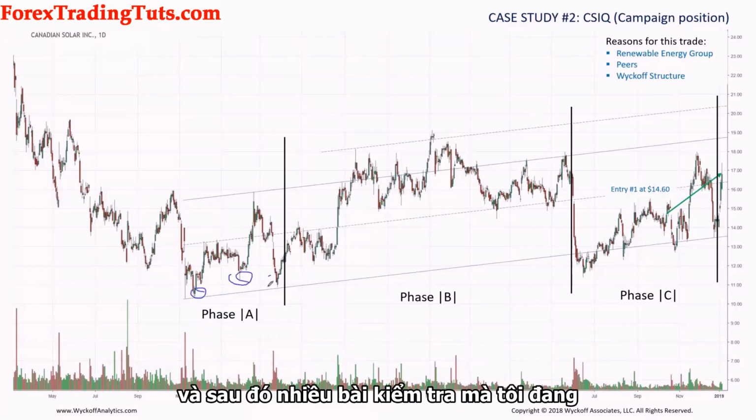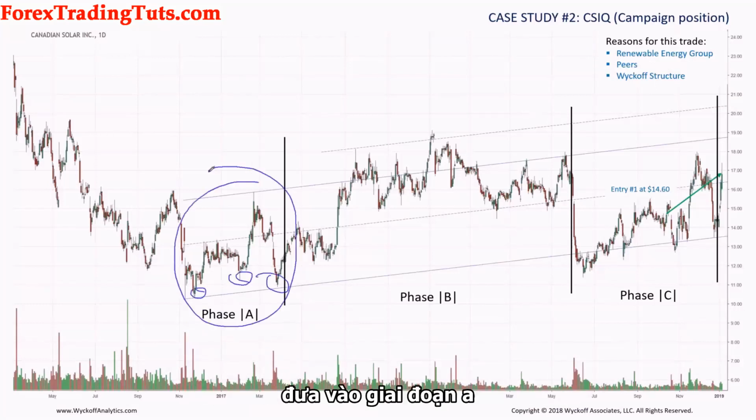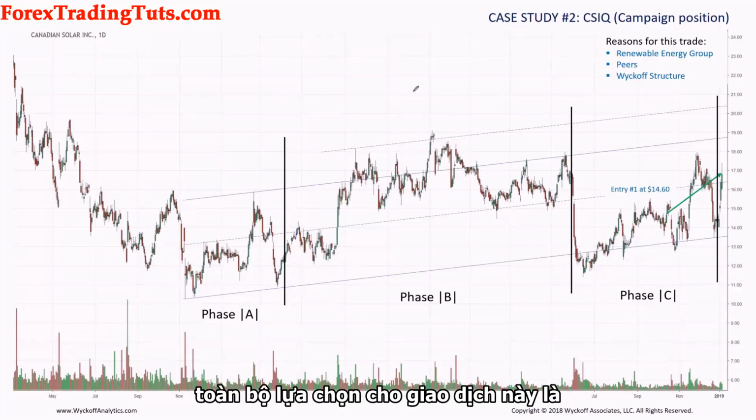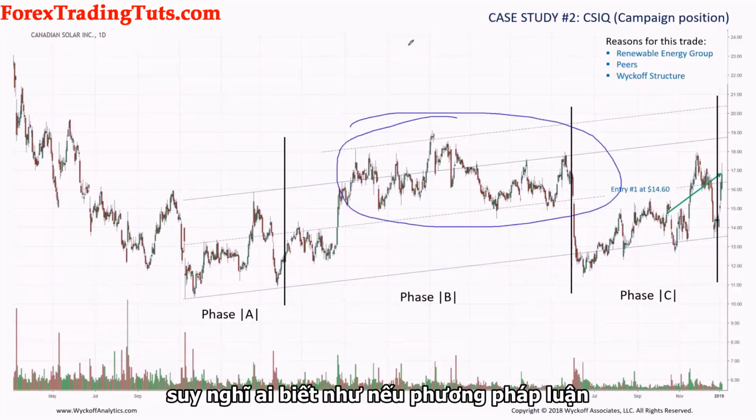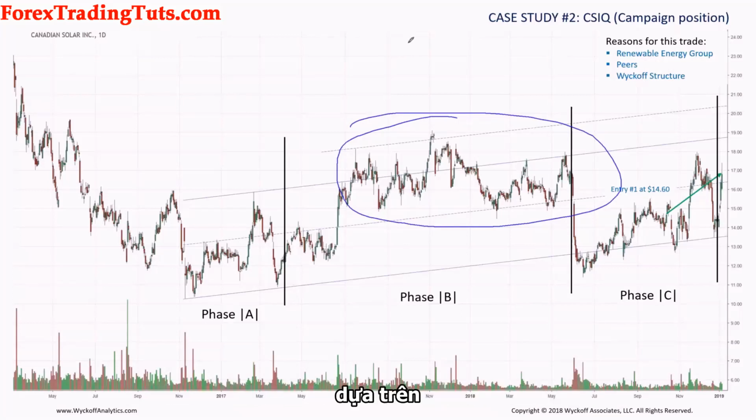And then multiple tests, which I'm putting into phase A. And then phase B was very interesting. The whole selection for this trade was based on phase B. And somebody who knows Wyckoff methodology might be thinking, what the heck? What is he talking about? How could you define a selection based on phase B?